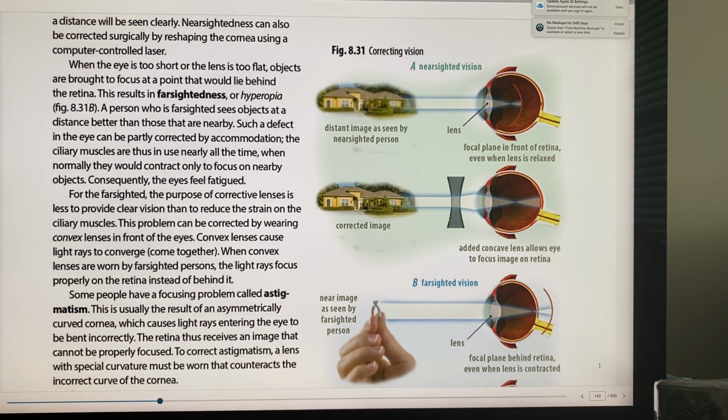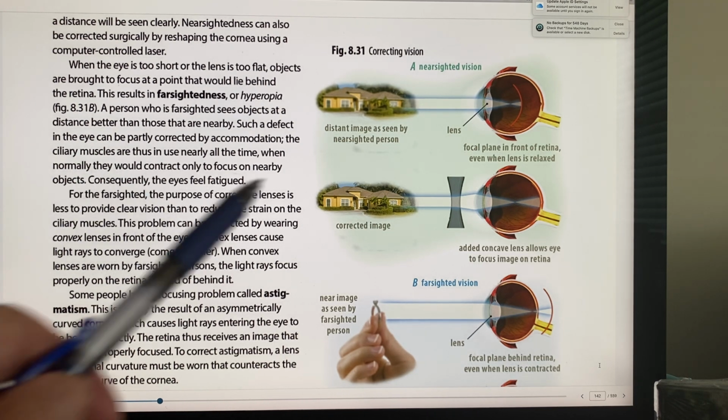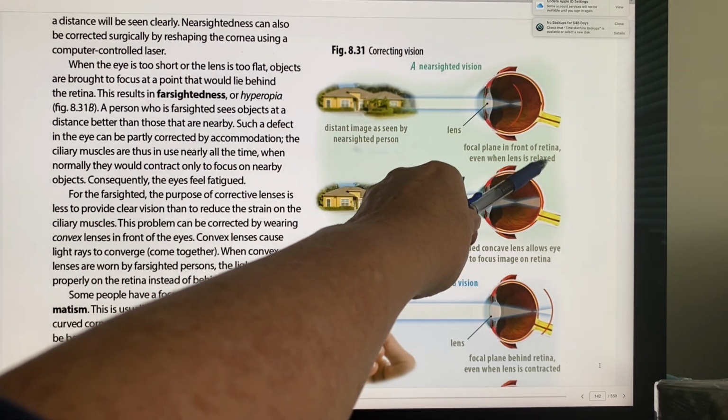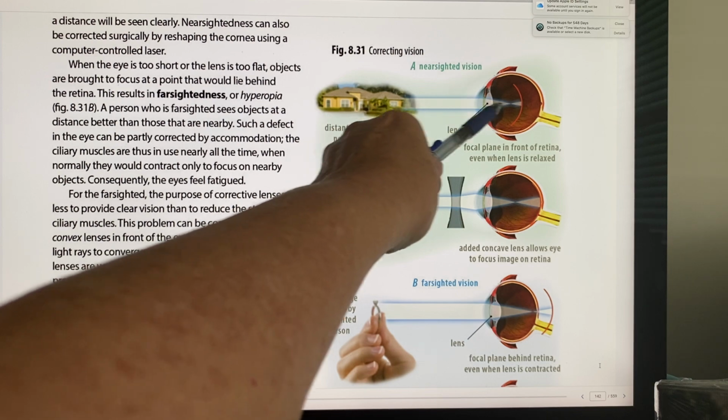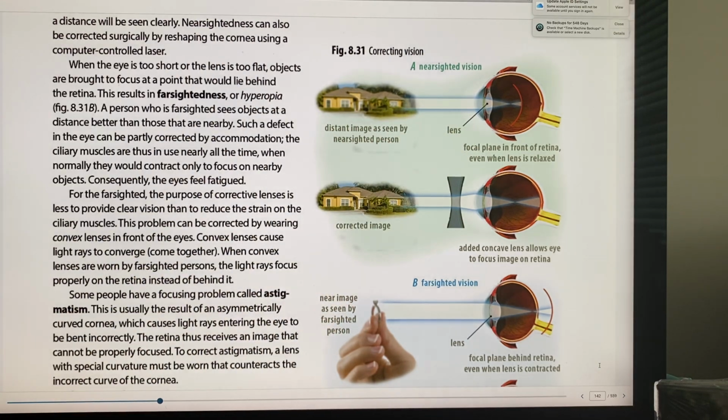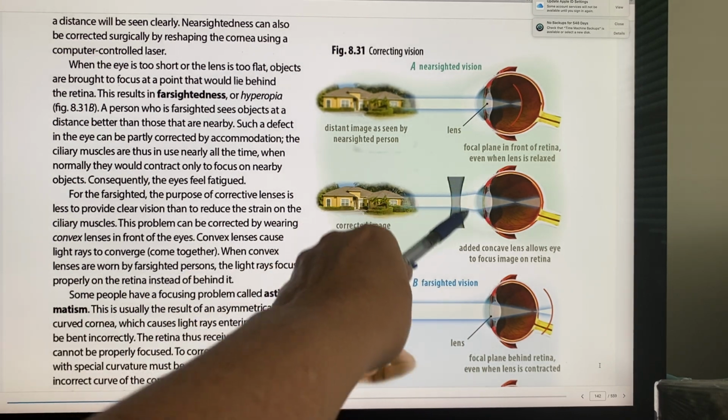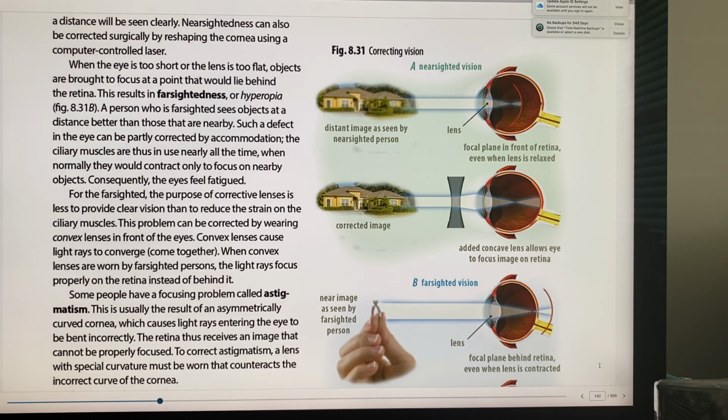It can be corrected by glasses which are concave. Concave lenses are curved inward, concave meaning caved in, right? So these are curved inward, so you can now see those things in the distance. Here's your distance, and your focal plane is in front of the retina right here. So to correct this image, you can add these concave lenses that allow the eyes to focus on the retina, giving clear vision.